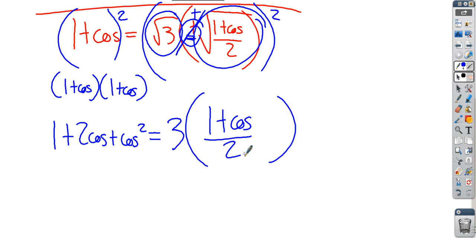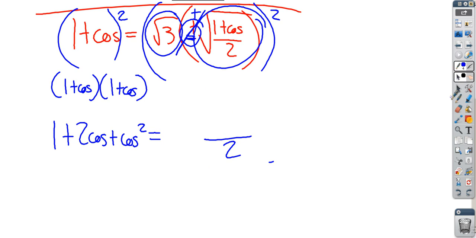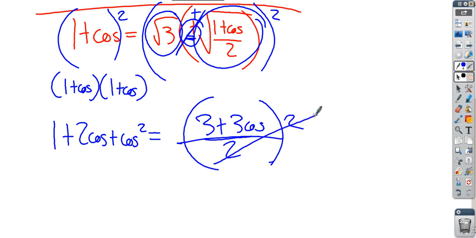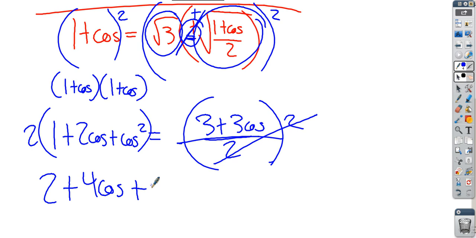Okay, now how do we clean this up? Well, let's distribute this out. So 3 times 1 plus cosine would just be 3 plus 3 cosine. So all I did there was just distribute the 3 to both of these. And then we can simplify this by multiplying both sides by 2. Same thing over here. So this becomes 2 plus 4 cosine plus 2 cosine squared equals 3 plus 3 cosine.